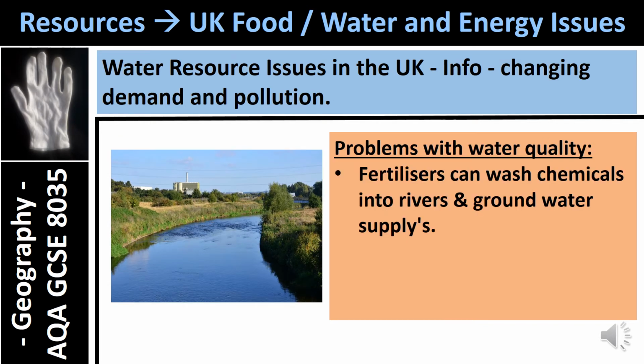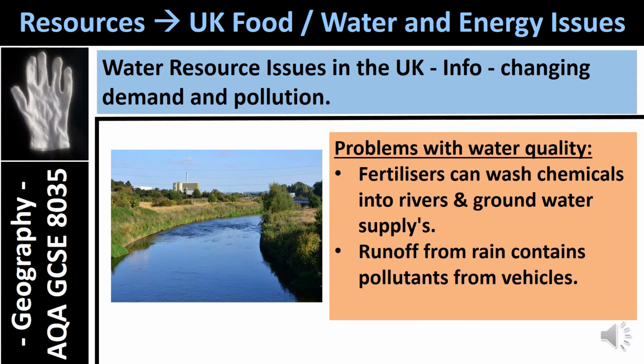Problems with water quality. Fertilisers can wash chemicals into rivers and groundwater supplies, affecting its availability to use in homes. Runoff from rain contains pollutants from vehicles. This can also contaminate water supplies, making them low quality or unusable. Accidental chemical and oil spills within the UK can also contaminate and pollute water supplies needed.